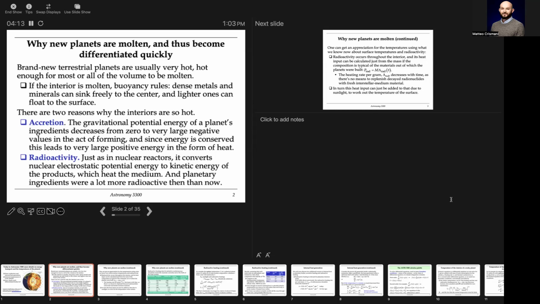Next. Oh, yeah, this is an important one. This is a really important one. Let me say this more carefully. If the interior is molten, then you get buoyancy. And the reason why that's important is because if you have just a typical rock, that might be a matrix of different elements in groups. And even though you have a heavy group of certain elements, they're not able to move through the rock, right?